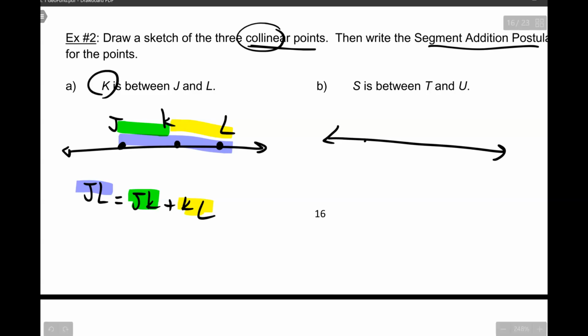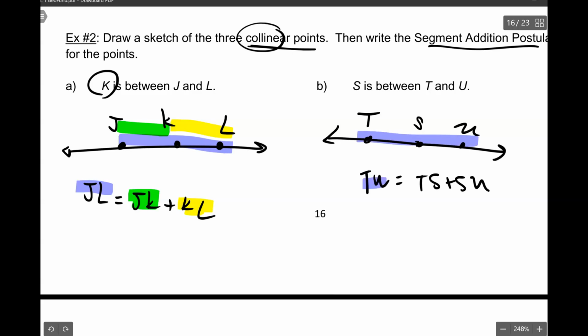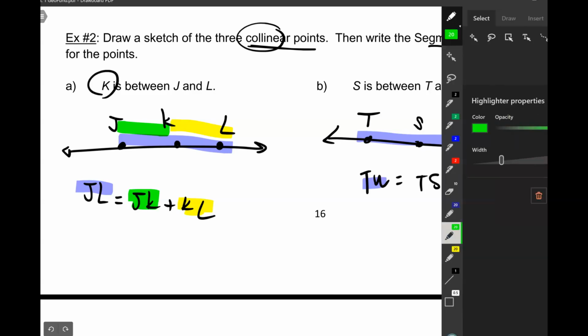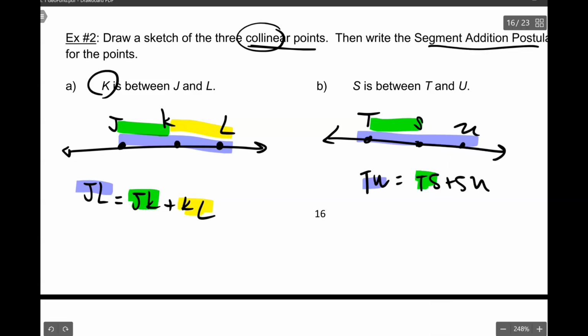S is between T and U. You want to help me? Eli, where does S belong? Will you show me? So right here in the middle. Yeah. S is between T and U. So this means T to U is equal to TS plus SU. So I'm going to show this. The whole thing, T to U, is equal to TS, this first portion, plus the second, S to U.